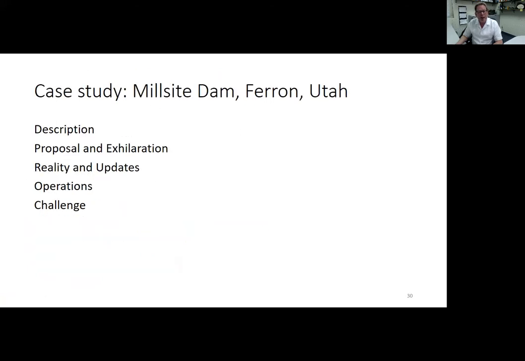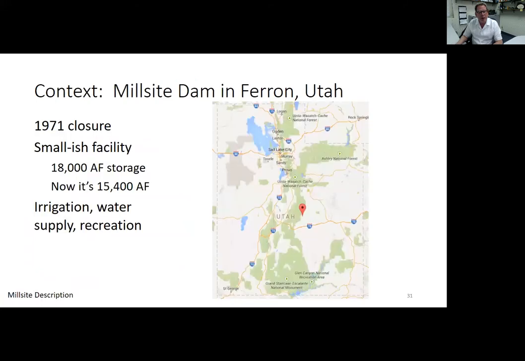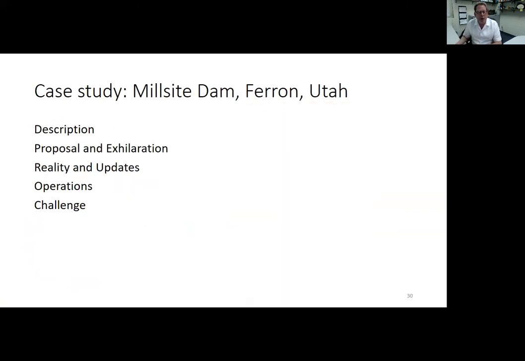So I'd like to move into a case study at Millsite Dam in Ferron, Utah. The topics I'll cover in this short case study are shown here on the slide. Millsite Dam was closed in 1971 as part of the original Soil Conservation Service Public Law 95 dams constructed in the United States. About 18,000 acre-feet originally, it's lost some capacity. And it's been turned over to a local irrigation district who guards very jealously the active storage in that reservoir. It's used primarily for irrigation, water supply, and recreation, primarily irrigation though.